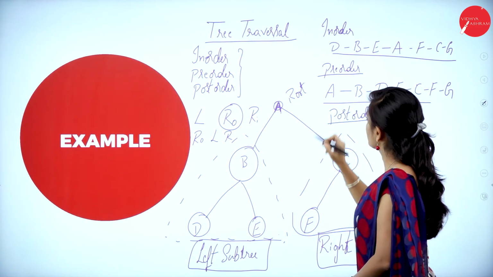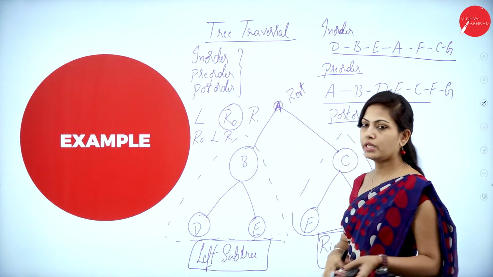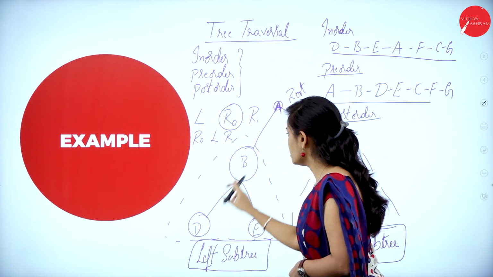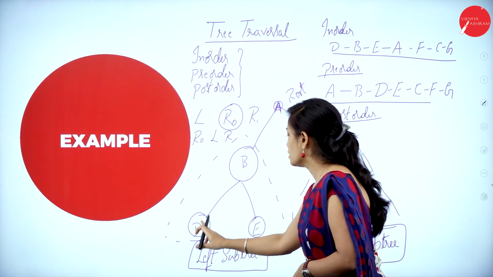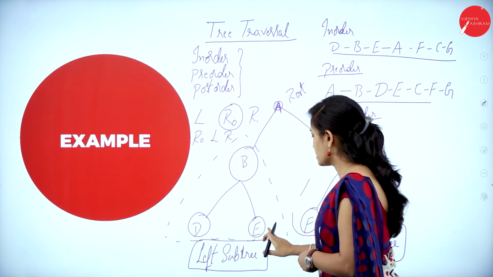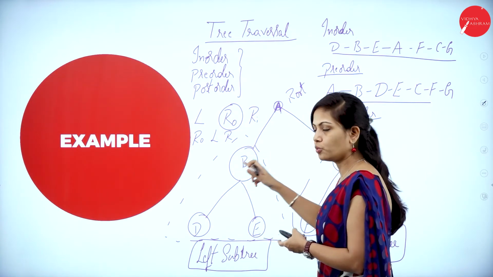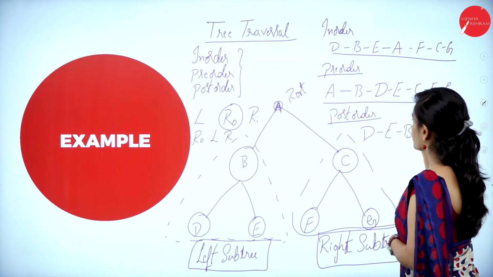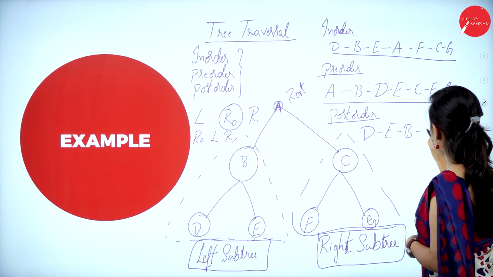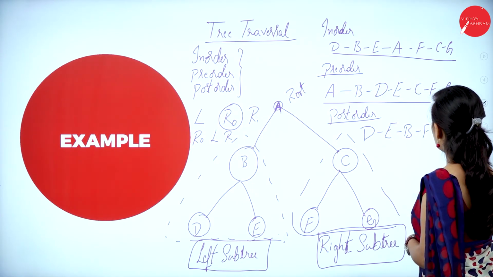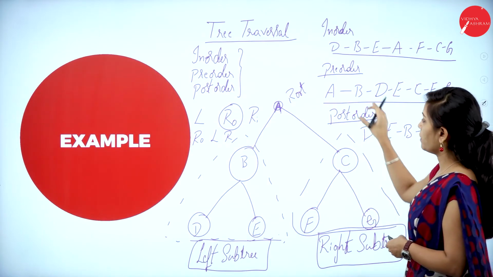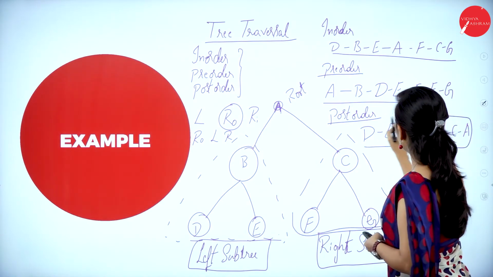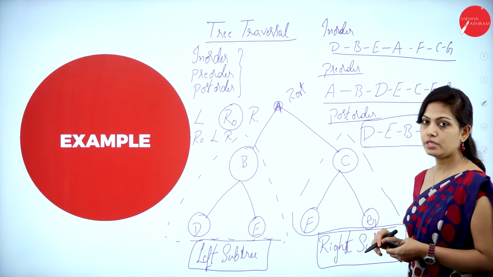Post-order traversal. Post-order means the root has to be in the last position. So here I'll take the first part, the left subtree, first the left subtree, next the right subtree, then the root. So I'll write D, E and B, and again F, G, C and A. A is the root, and the root has to be in the last position. That is post-order. So this is called in-order, post-order and pre-order traversal.